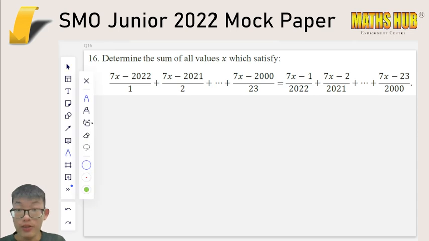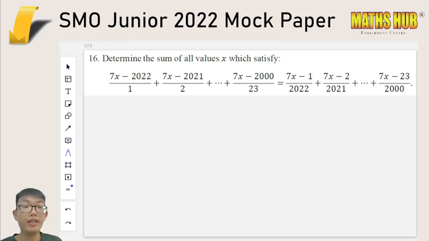Let's get straight into question 16, which asks you to find the sum of all values x which satisfy this rather weird looking equation. This is an idea that I got from the Bay Area Math Olympiad actually in the US. It's kind of a nice question because you mainly need to notice one thing amidst all the chaos. And that one thing that you want to notice is that this is a linear equation.